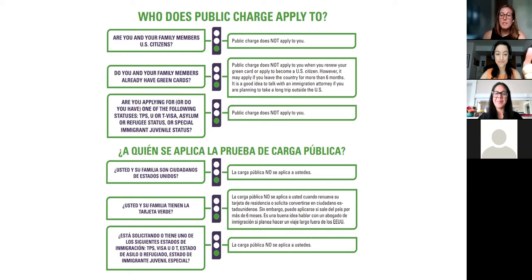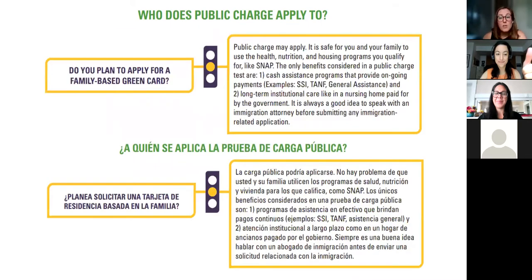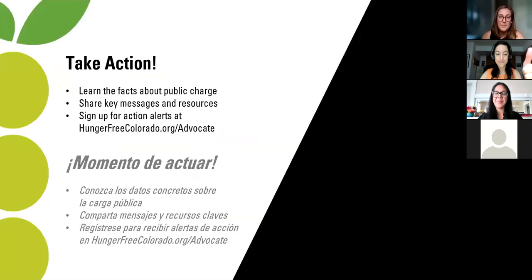These slides say basically the same thing as the previous slide, but it's just another way of thinking through who this might apply to. Citizens, it does not apply. If you already have the green card, it also doesn't apply. But if you leave for more than 6 months and you want to come back, it might apply. You might have to do the test. You might want to speak to an expert before you leave. But also, if you have a humanitarian status, it doesn't apply. But if you're planning to apply for a residence card based on family, in this case, the public charge might apply. But it's important to remember that there's no problem with your family using health, housing, and nutrition programs like SNAP.